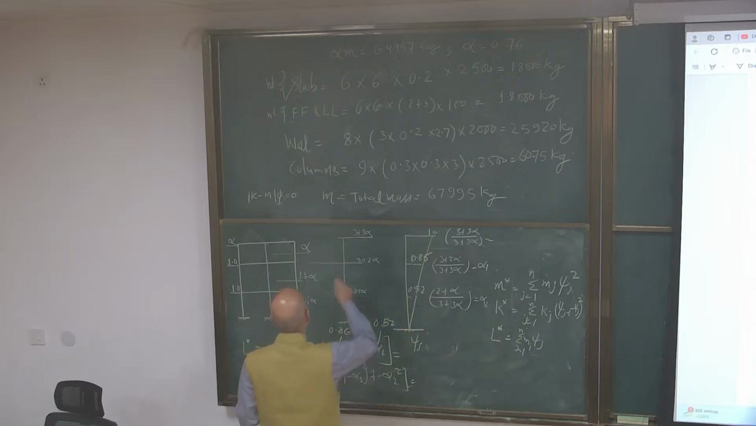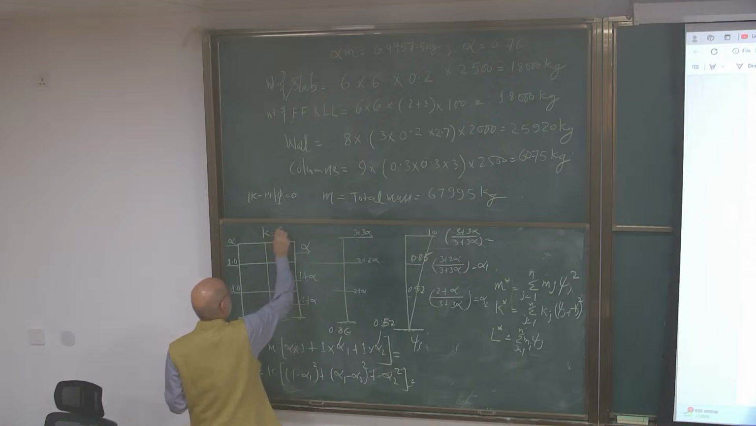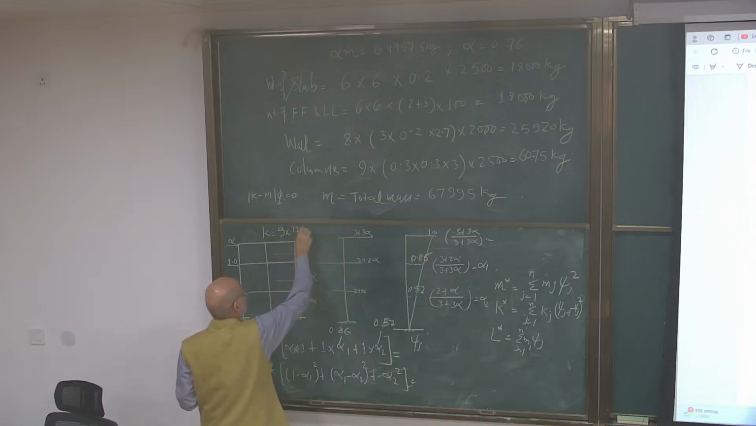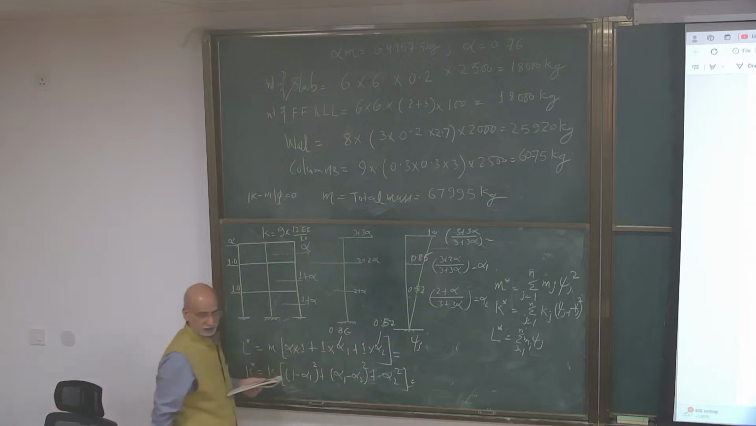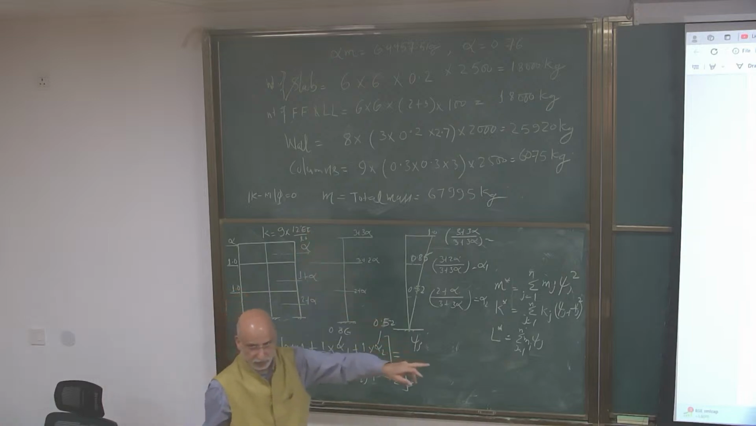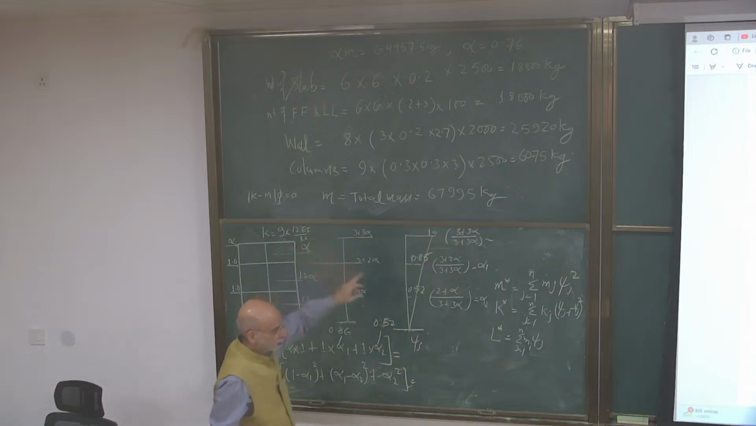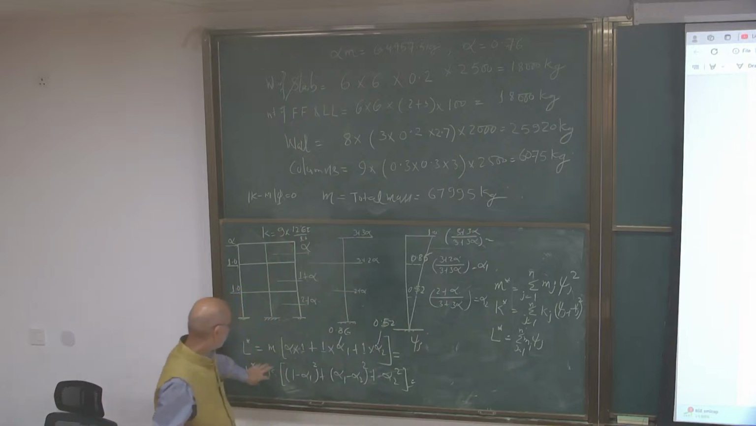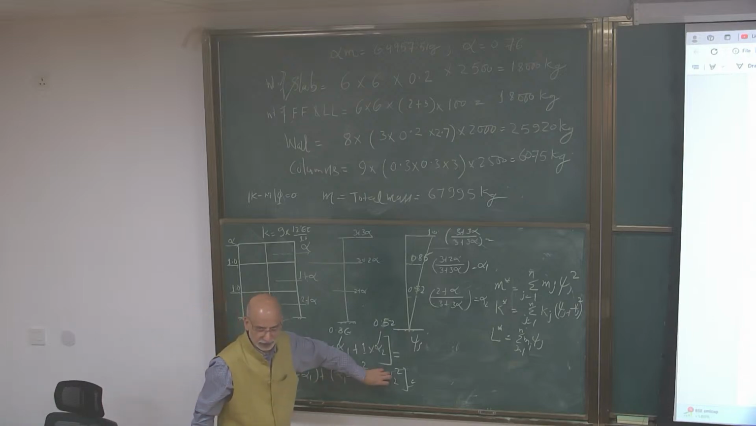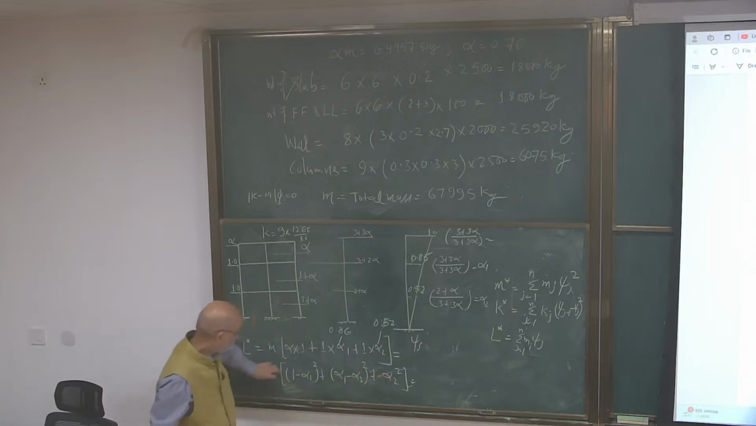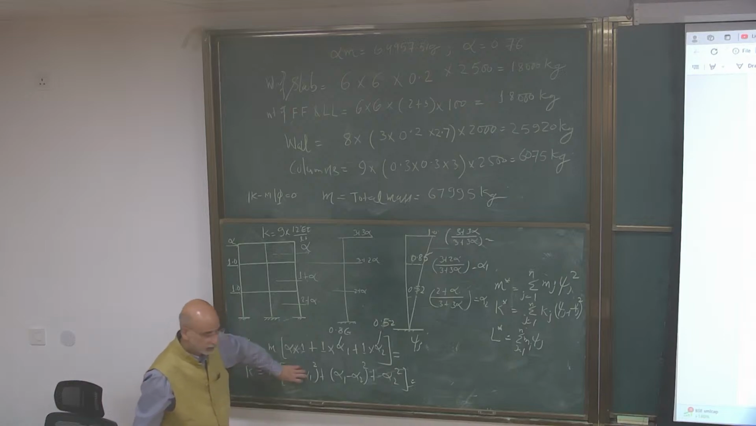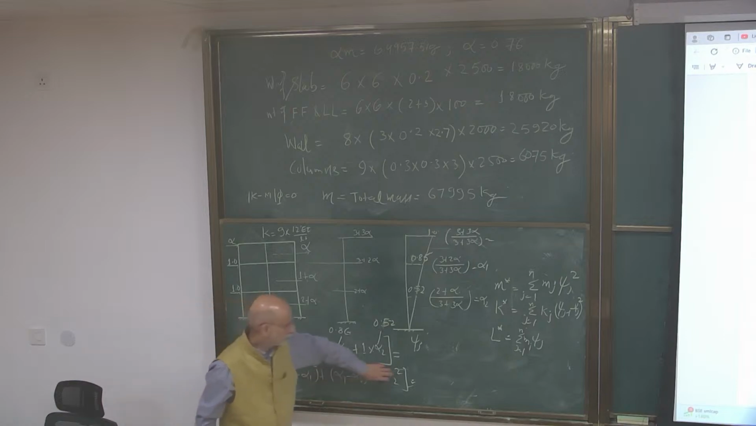K: there are 9 columns, 12 EI upon L cubed. E you know, 5000 root FCK. Column size is given, 300 by 300. I is known, L is 3 meter, known to you. So at each floor the K is known. That's why I had taken K out, K1, K1, K1, or K. Since it is the same, I have taken it outside. So the remaining is the relative term. So this is why this is coming.